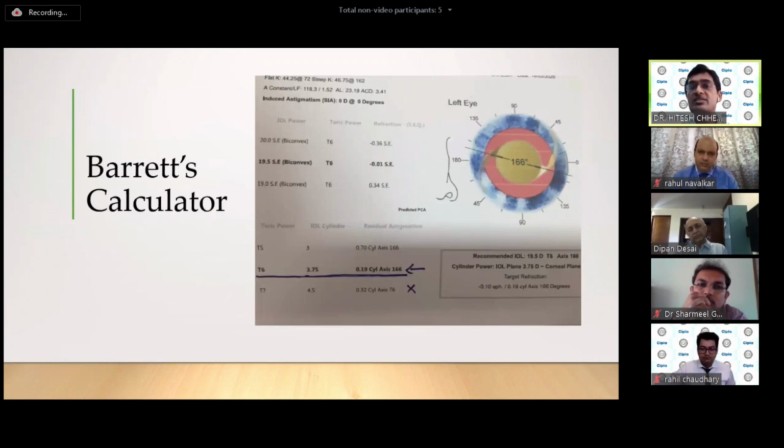I usually use Barrett's calculator for all my cases. I take a printout of the result and keep this ready in my operation theatre at the time of the surgery. The two things which I look for when I select the IOL power: the spherical equivalent, I use the first myopic reading, and when I select the cylinder, I always undercorrect. Do not overcorrect. Overcorrection will lead to flipping of the axis, which is not very good for the patient. Leave behind 0.5, 0.75 diopter and always undercorrect.